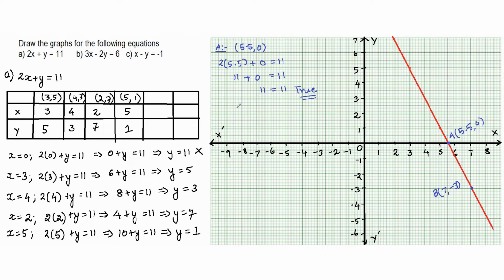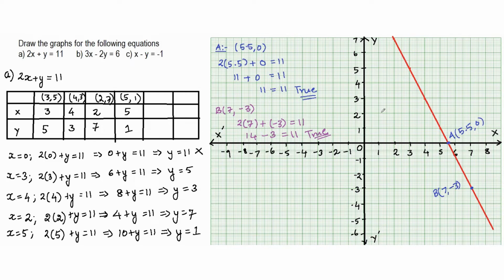Similarly, if you take B, the coordinate of B is 7, -3. So let's substitute 2 times 7 plus of -3 equals 11. 2 times 7 is 14. So 14 minus 3 equals 11. And this equation is also true. And that is why B of 7, -3 lies on this particular line.